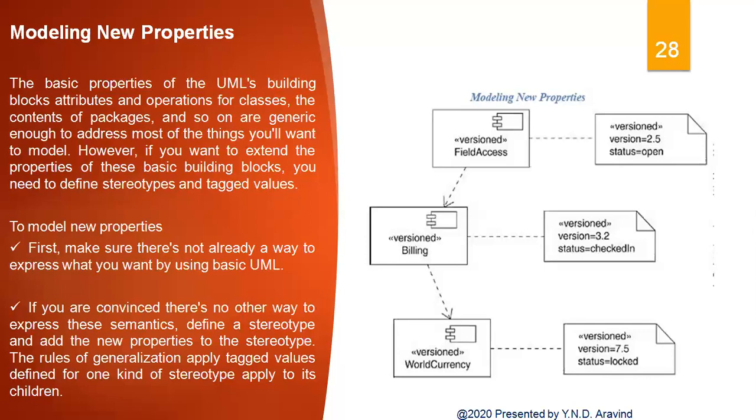what we want to model by using the basic UML. If we are convinced that there is no other way to express these semantics, then we need to define a stereotype and add the new properties to the stereotype. So the rules of generalization, the applied tag values defined for one kind of stereotype apply to its children.